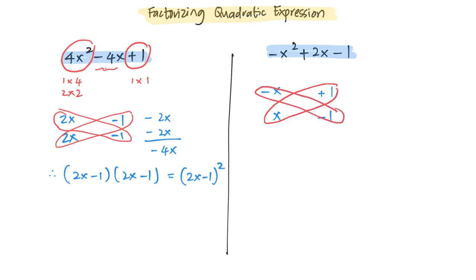So this will be positive 1x. Negative x multiplied by negative 1, that's also positive 1x. So this will be positive 2x. Perfect. So this is the pair. Therefore, the factorization is negative x plus 1 times x minus 1. So this should be the answer.